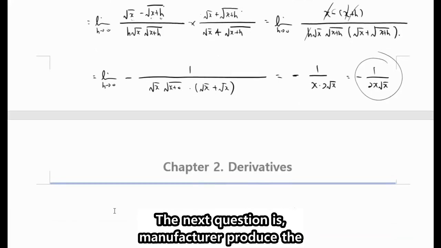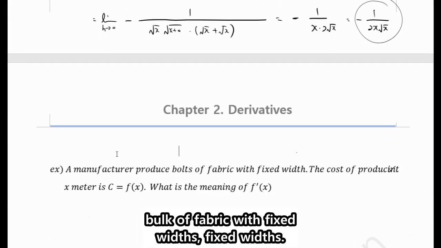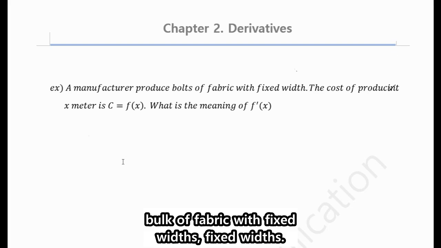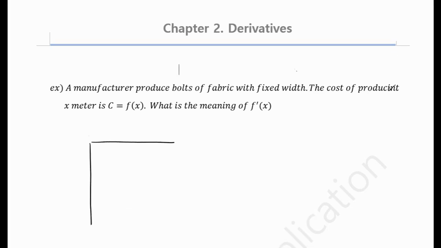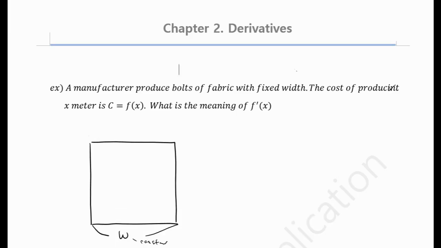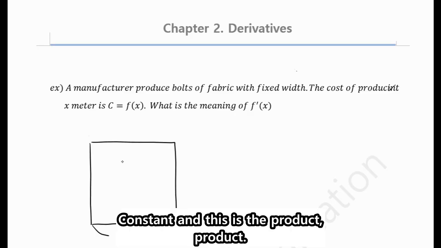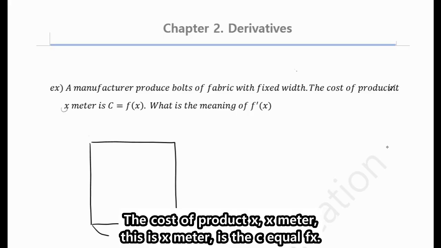The next question is, a manufacturer produces a bolt of fabric with fixed width. This is this rectangular fabric, and this is the width. This is fixed. This is constant, and this is the product. This is the cost of producing x meters. This is x meters. C equals f(x).